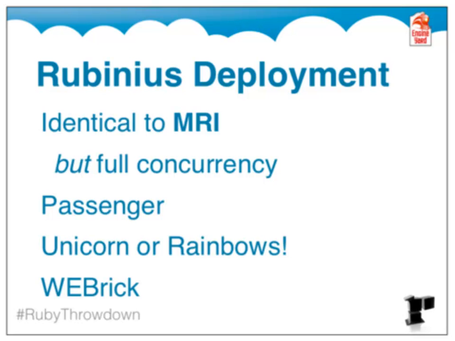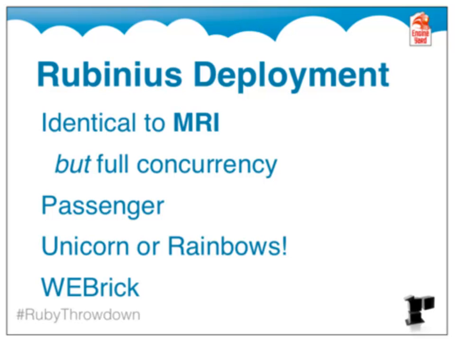Well, basically, Rubinius, again, the story is essentially identical to MRI, with the added advantage that you do have full concurrency in Rubinius 2.0. The common web servers, Passenger is sort of a big thing right now. Unicorn and Rainbows are also options because they use thread-level concurrency versus process-level concurrency, but Rubinius works just fine with your typical POSIX environment. So if you need to fork, that works.